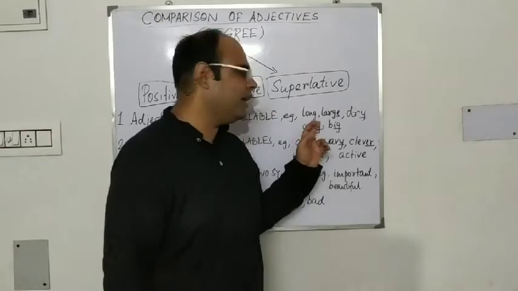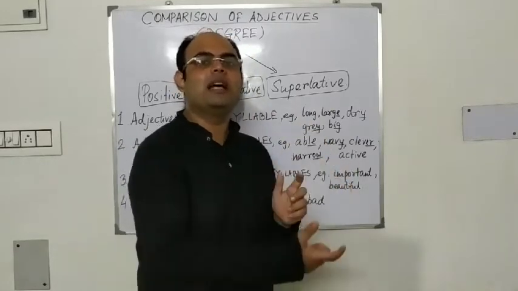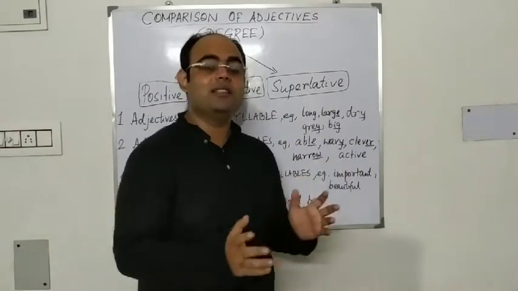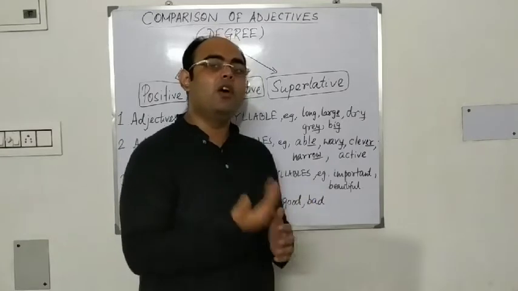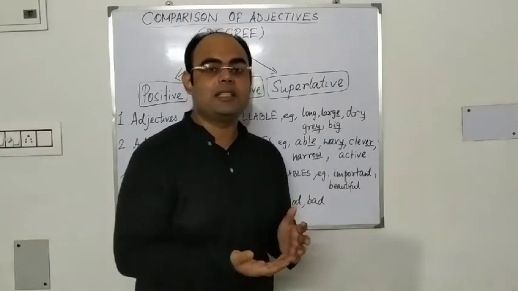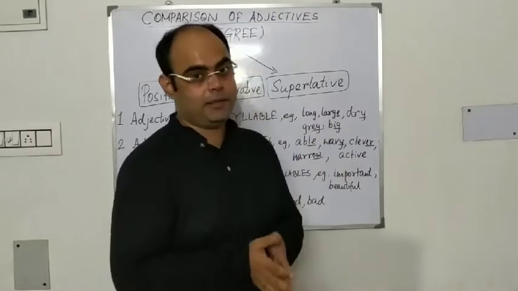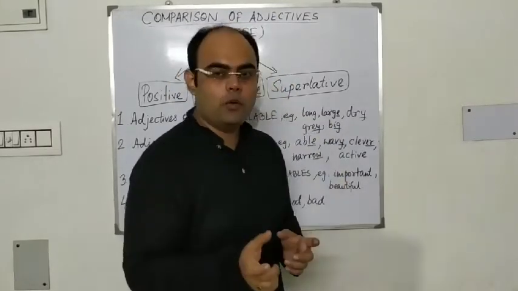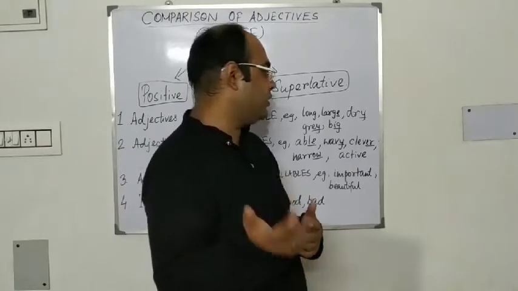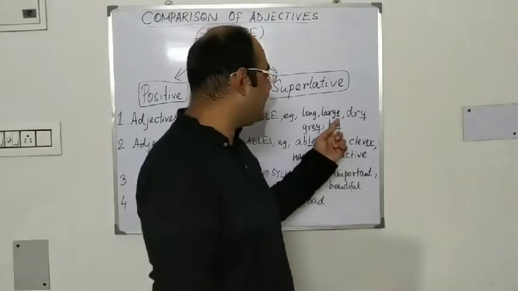Like long, L-O-N-G, long. We add ER, L-O-N-G-E-R, longer. It is the comparative degree. And then longest, L-O-N-G-E-S-T, longest. It becomes the superlative degree. But if the word of one syllable, the adjective of one syllable, ends in an E.